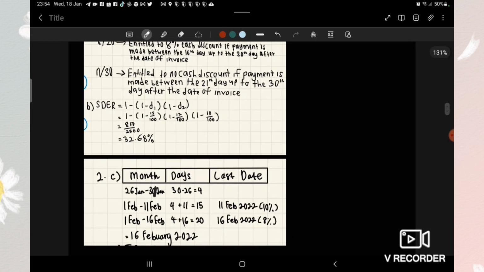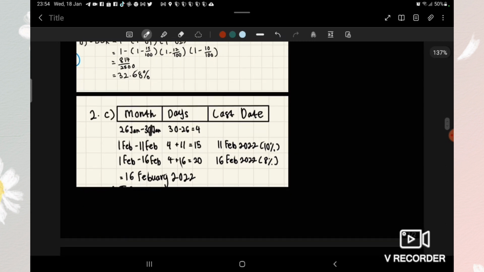Question 2C: determine the last day to receive the cash discount. So we need to know the last day we can receive the cash discount. The first step is to make 3 columns for month, days and cash date. For this company, we bought the item on 26 January. So we start with 26 January until 31 January. For the days, we take 30 days minus 26, and we get 4 days.